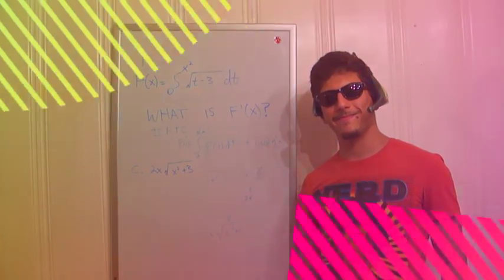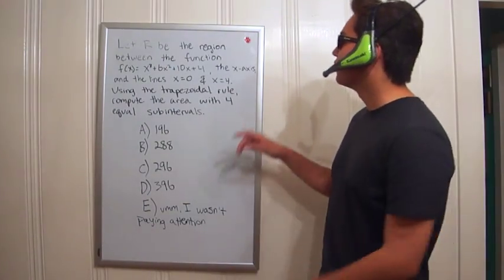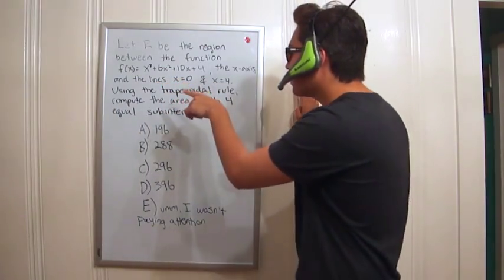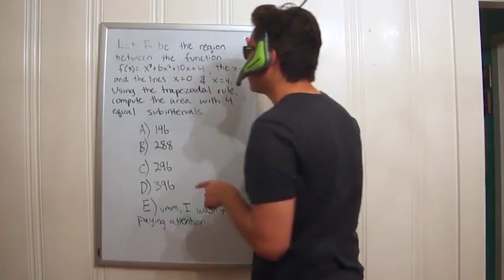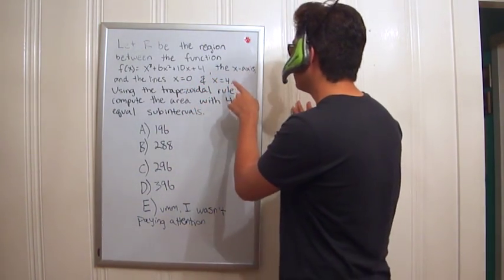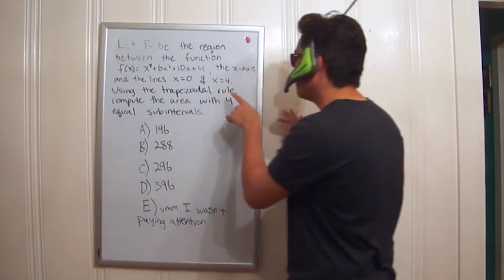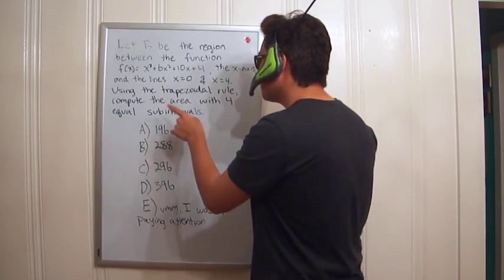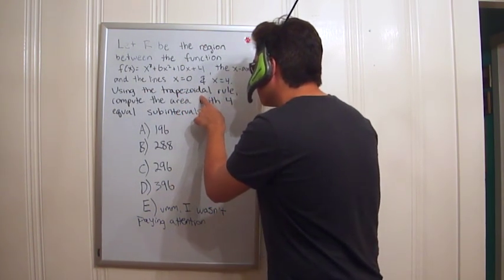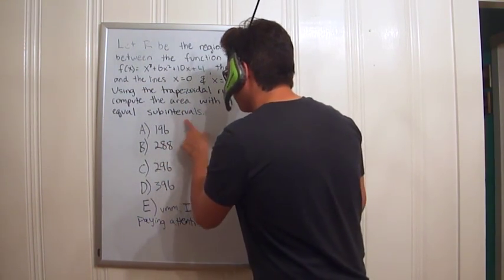Okay, so next problem, number 6. We're going to let R be the region between the function f of x equals x cubed plus 6x squared plus 10x plus 4, the x-axis, and the lines x equals 0 and x equals 4. Using the trapezoidal rule, compute the area with 4 equal subintervals.